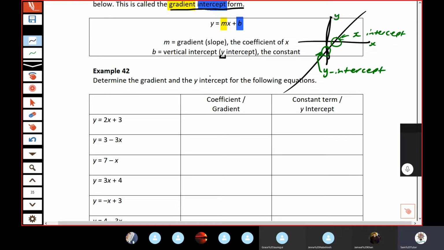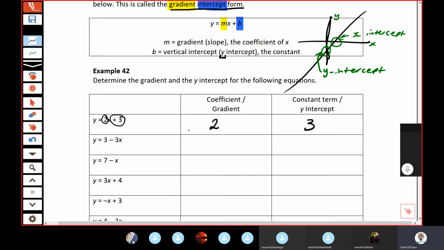Any questions at this stage? Nope. All right, I'll do the first one. The gradient is the number in front of the x, which is just a 2, so 2. And then the y-intercept is the number that's by itself. It's a positive 3, so I'm just going to write 3 for now.